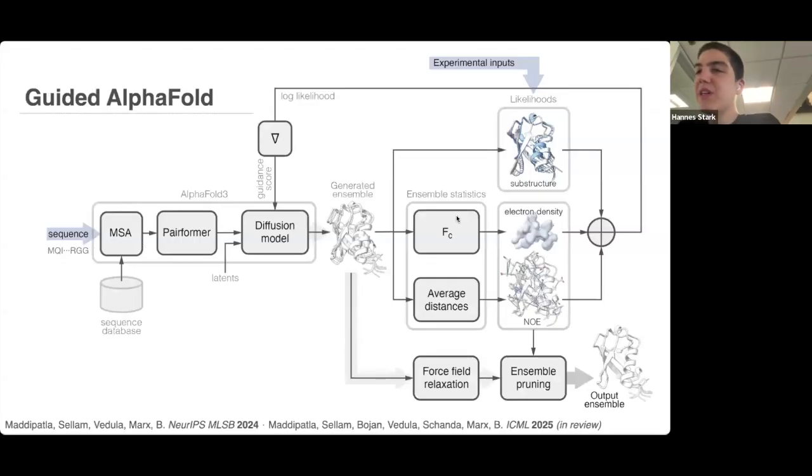So what we want to do is to take your, or like what sort of experimental inputs are we talking about here? Are we talking about very concrete, like many distances, a well-resolved NMR distance matrix, or just like a single distance that you observed? What does this look like?